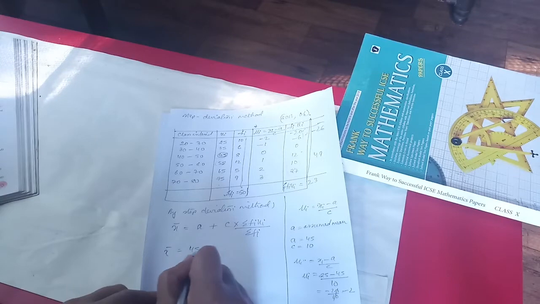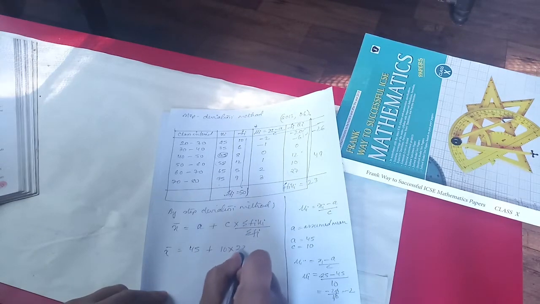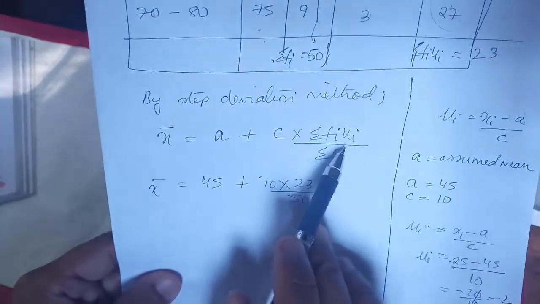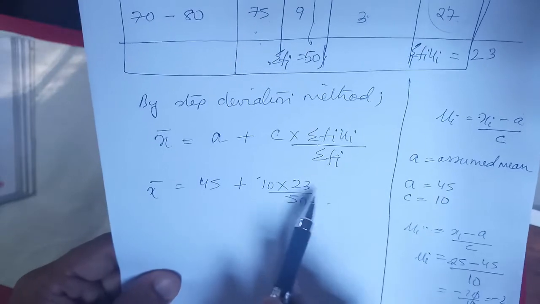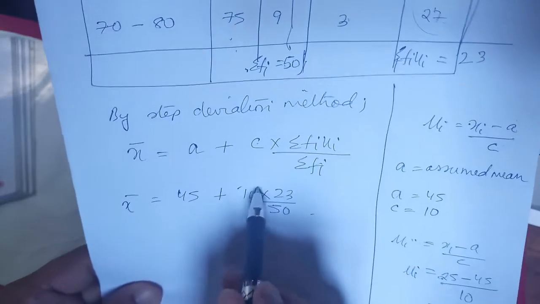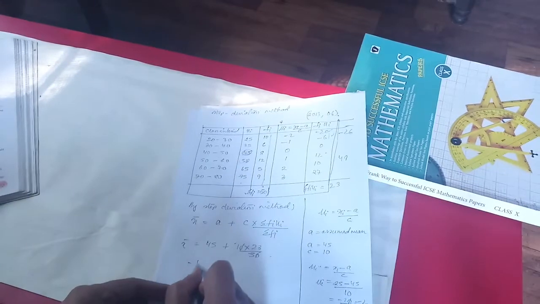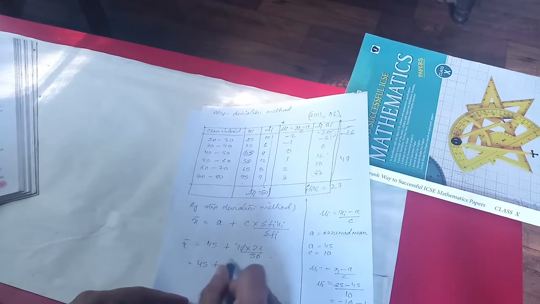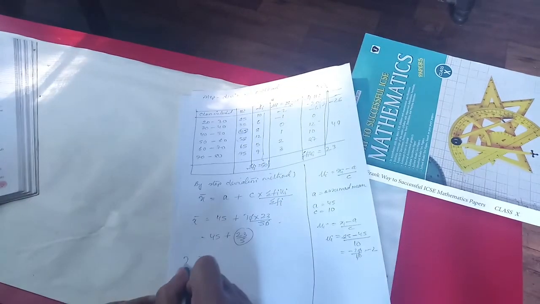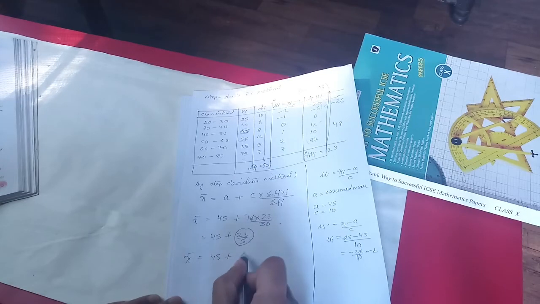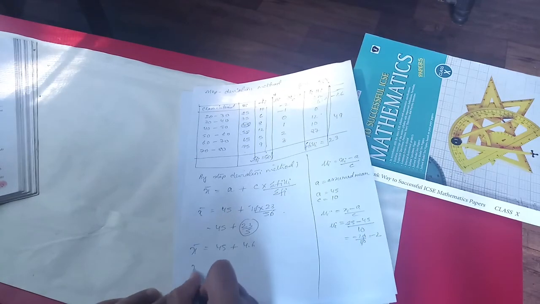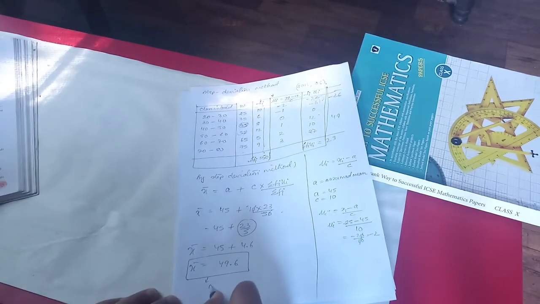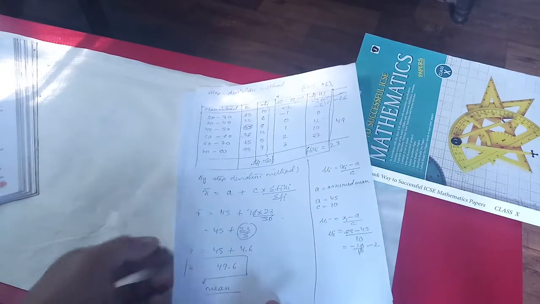A is 45 plus c is 10, 23 by 50. Yes or no? c is 10, summation fi ui is 23, and summation fi is 50. So now this 0 and 0 cancel. Here no need to take the LCM. You can divide this separately. So when you divide 23 by 5, you get something like 4.6. So if you add, you will get 49.6. So this will be your mean. This is how you find the mean.